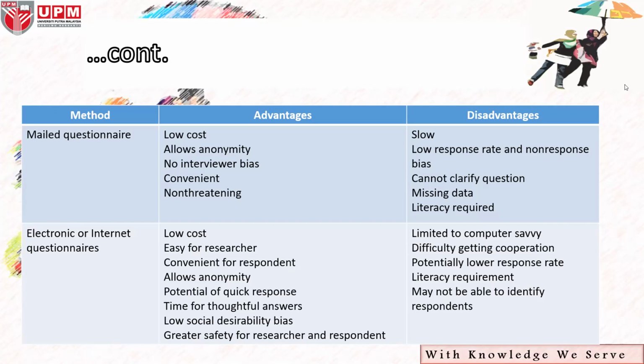Okay. Electronic or internet questionnaire. This is what is currently mostly used by researchers, because it is low cost, easy for the researcher, convenient for the respondent, allows anonymity, potential of quick response, time for thoughtful answers, low social desirability bias, and greater safety for researcher and respondent. The disadvantages: limited to computer-savvy people, difficulty getting cooperation, potentially lower response rate, literacy requirement, and may not be able to identify the respondent.